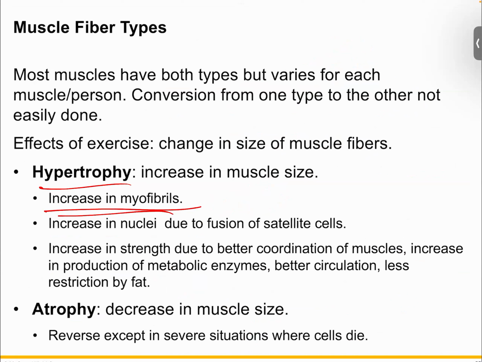And so you can also increase your nuclei if you fuse together your satellite cells, which are cells that are in the muscle fiber or around the muscle fiber itself. So you kind of fuse them together and you create these polynucleated cells themselves. And then you can also, and this is kind of where a lot of these fitness trainers get into, you can also increase strength, not just by increasing muscle size, but you can also do it by coordination as well.